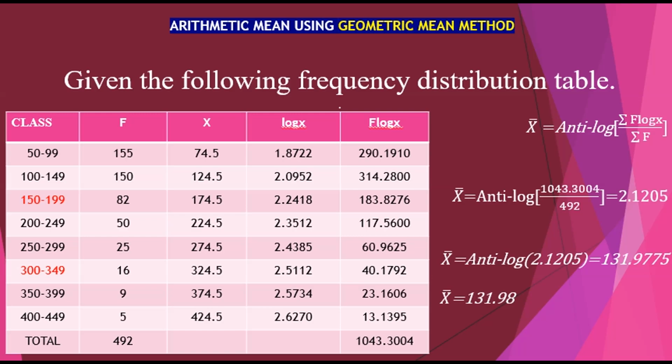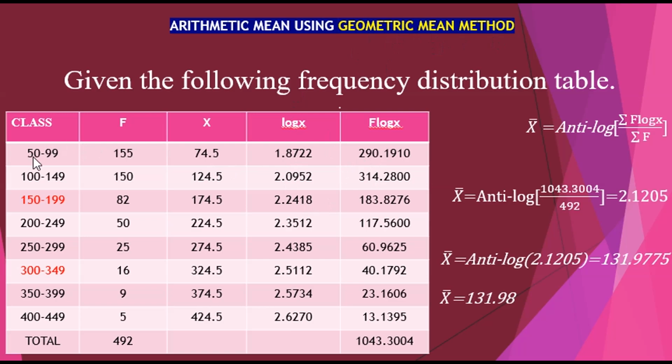In my previous tutorial, I discussed how we can use geometric mean to calculate the mean for ungrouped data. But in this tutorial, we want to use geometric mean to calculate the mean for grouped data. Given the following frequency distribution table, we are going to use all these values here to calculate the geometric mean.